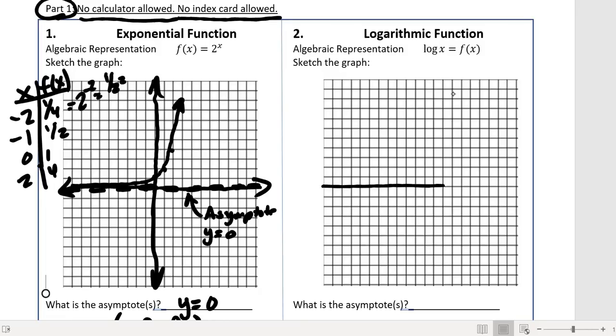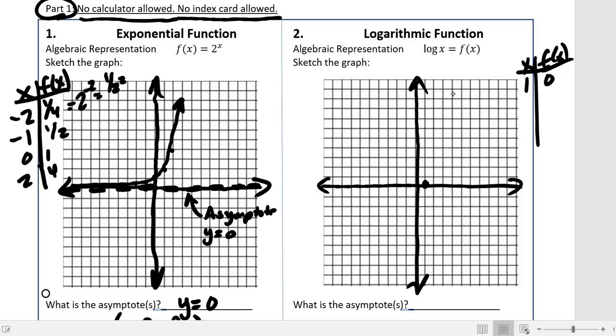Same thing, I'm going to draw my X and my Y axis, and I'm going to label some points. Now, I want you to actually give me a couple points here, and some easy ones are 0. Well, we know the log of 0 is undefined, so we're not going to use that one, are we? So we're going to use, how about 1? The log of 1 is 0. That's better. Let me graph that one.